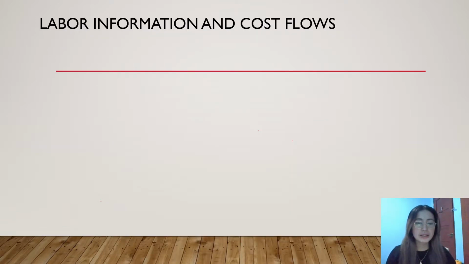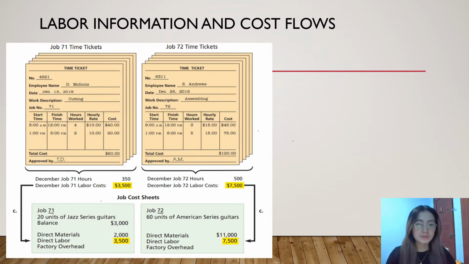So to further understand the labor information and cost flows, here's another example of a time ticket. In time ticket 4521, it shows that on December 13, 2016, T. McKinney spent 6 hours working for job 71. So that's 4 plus 2 hours, equal to 6 hours, times an hourly rate of $10. That would total a cost of $60.